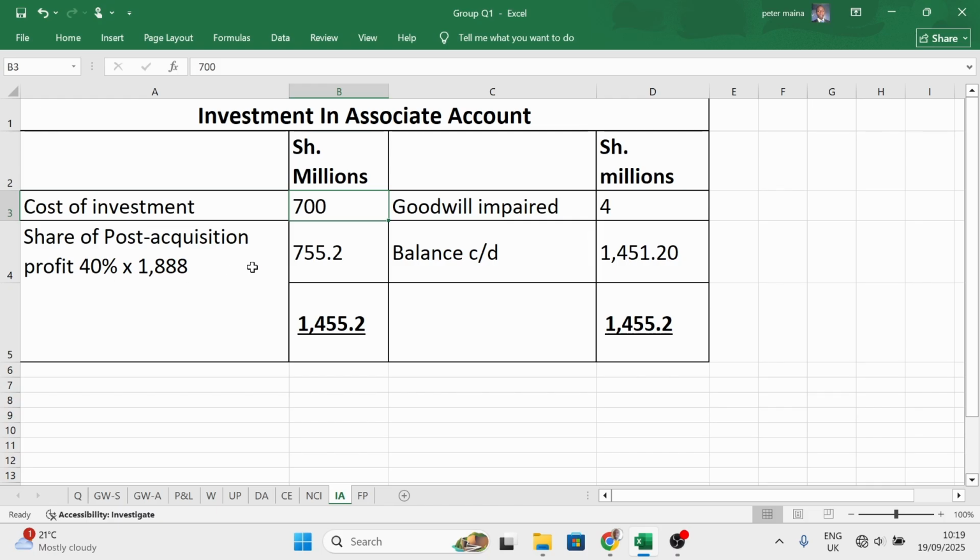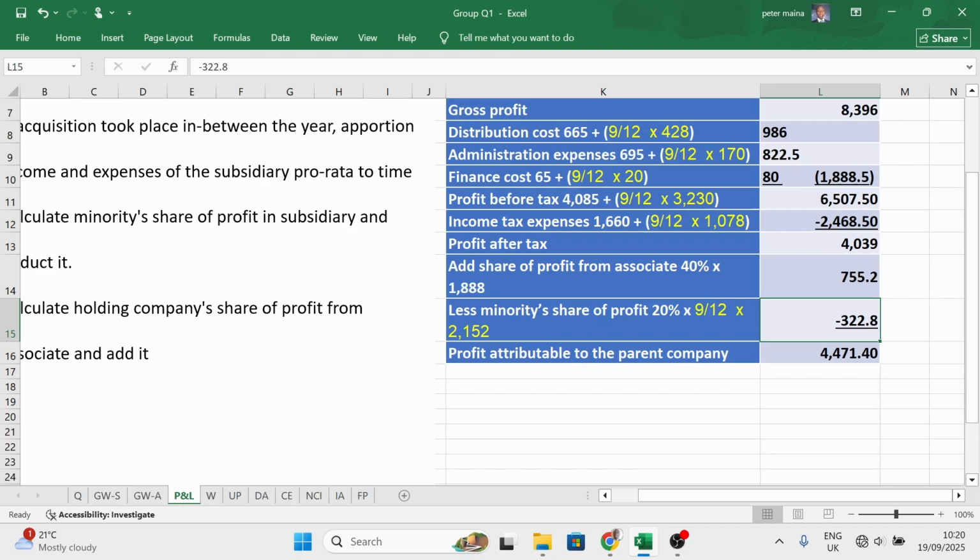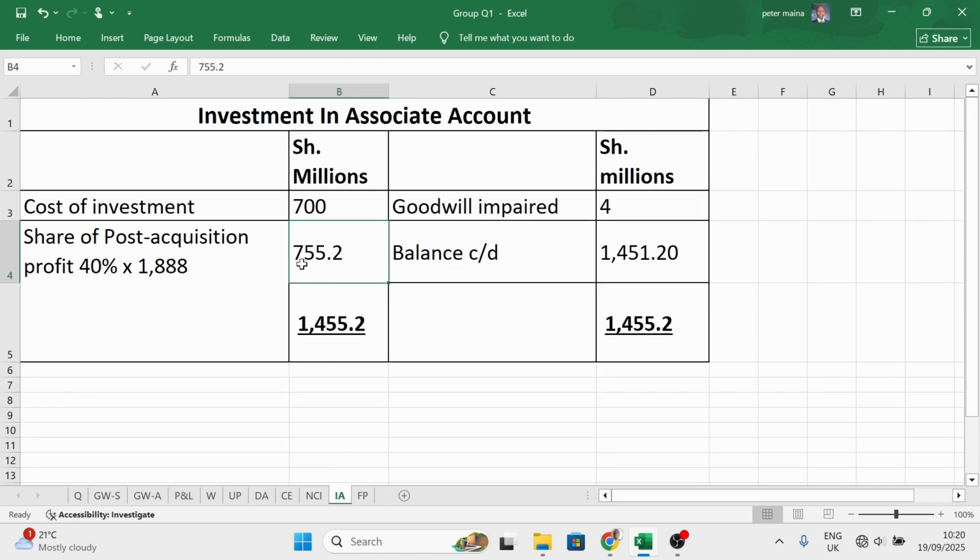Post-acquisition profit is the profit for the current year only, because the associate was acquired at the beginning of the current year. Therefore, this 755.2 is the same profit we had in the consolidated income statement. The part where we said, add share of profit from associate, 40% of 1888, it gave us 755.2. This was our post-acquisition profit. We don't have any other post-acquisition profit from associate. That is the one we have here.